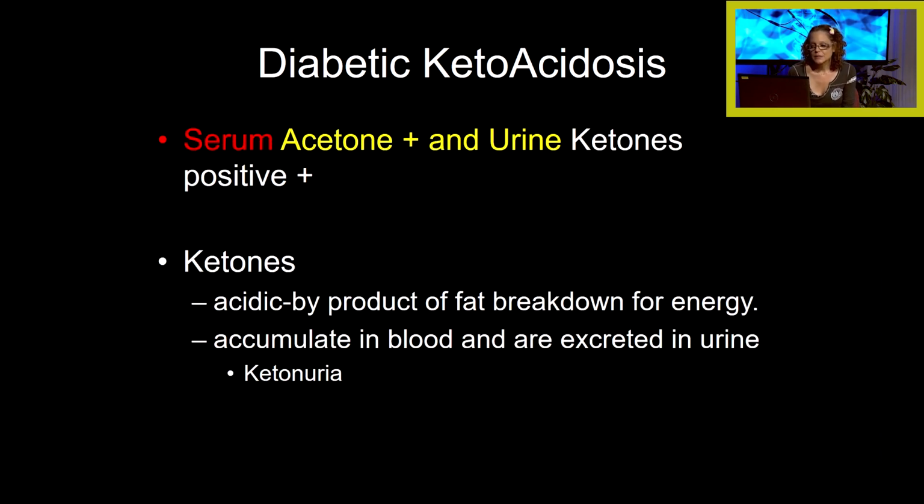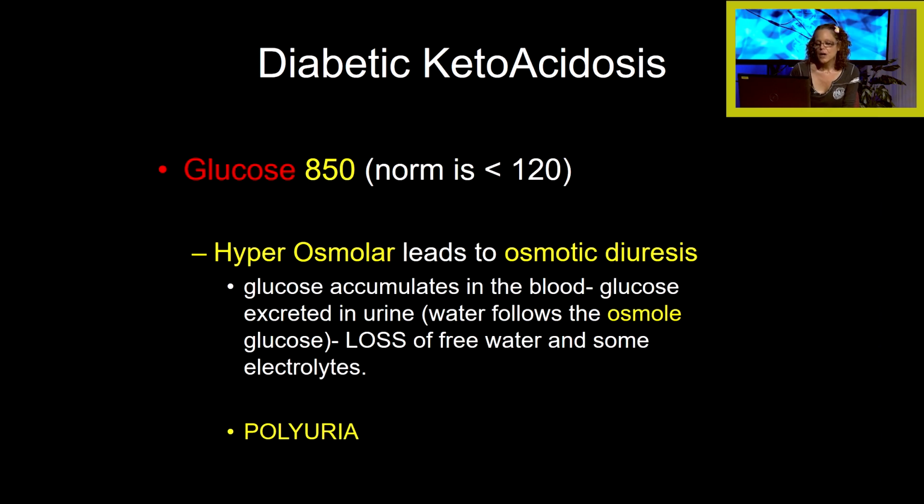So the serum acetone and the urine ketones are positive. These ketones are acidic byproducts of fat breakdown for energy. They accumulate in the blood and they're excreted in the urine. This is called ketonuria, okay? The glucose is 850, okay?